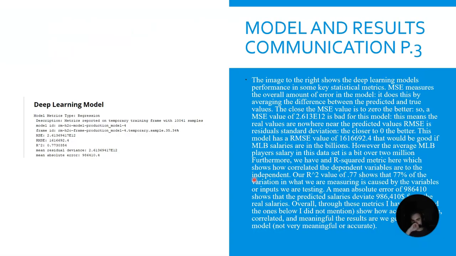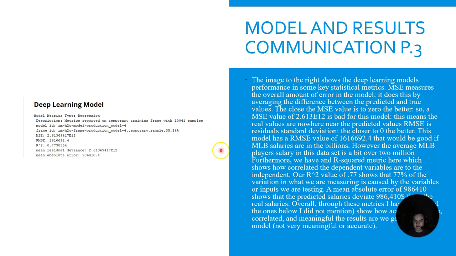Moving on to some more model results in communication, part 3. Here are some other key metrics that I used to describe the model and how well it does at predicting salary. MSE measures the overall amount of error in the model, and it does this by averaging the differences between the predicted and true values. As you can tell, this is a very large number, being e to the 12. This tells you the difference between the predicted and the true values is very far, and this model doesn't do a great job of doing that.